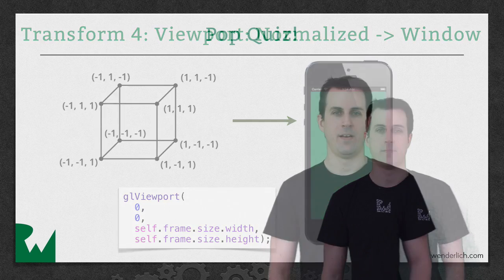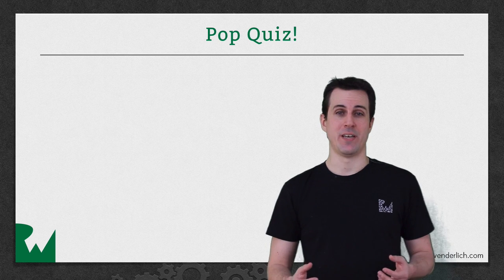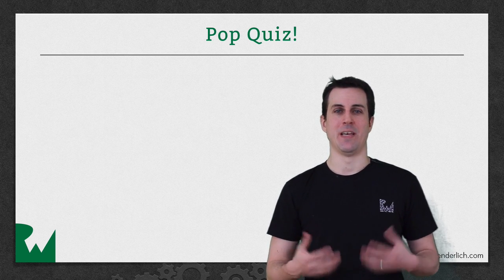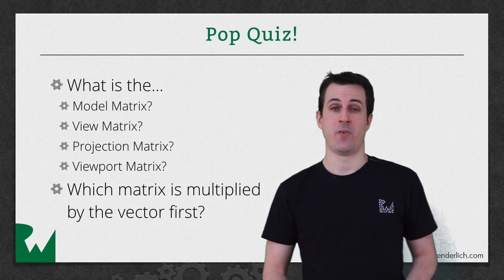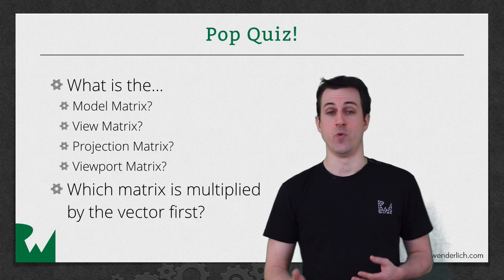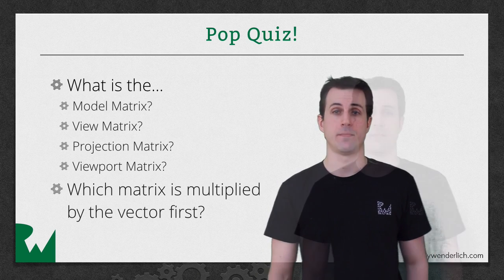Okay, we've covered a lot of important concepts here, so I want to make sure everybody's following along. So we're going to have a pop quiz. As always, go ahead, write down your answers, pause the video, and then play again and see if you got them right. So first of all, what is a model matrix? What is a view matrix? What is a projection matrix? And what is a viewport matrix? Finally, which matrix is multiplied by a position or vector first?